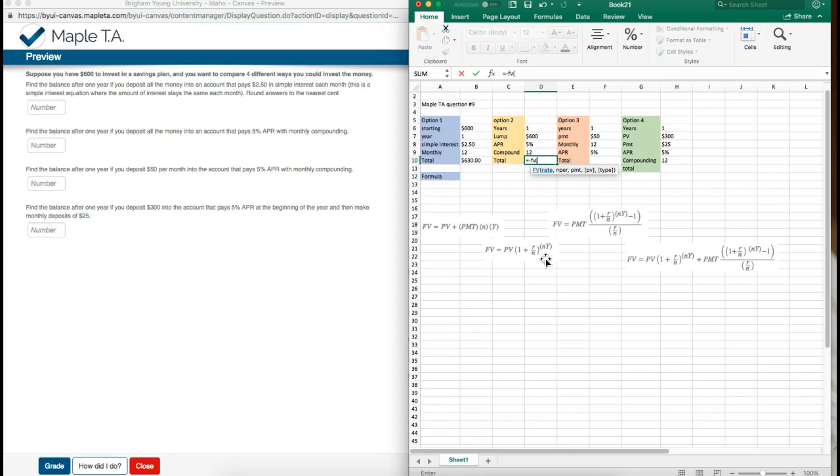It's up to you. Okay, so now that I have the future value, it prompts me down here what I need to type into it for it to calculate the function. So I need to go find the rate.